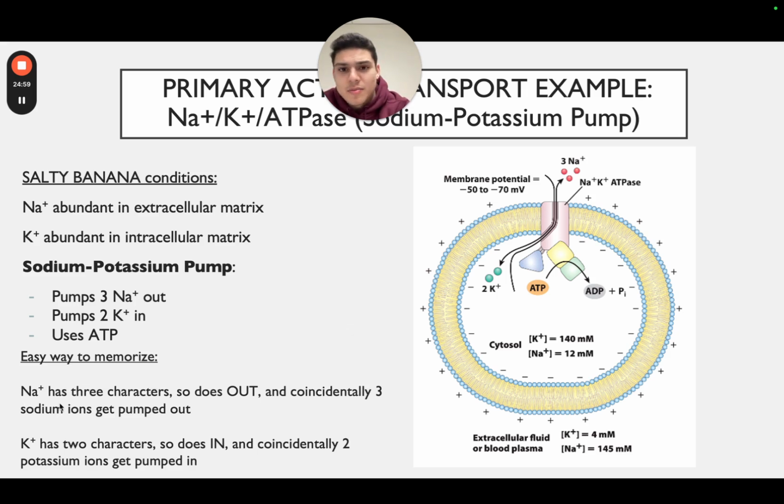But here's a little mnemonic as well. Na plus has 3 characters, the N, A, and the plus. So it does out. Out is 3 letters. And coincidentally, 3 sodium ions get pumped out. And then same thing with potassium, K plus has 2 characters. And so does in, it has 2 letters as well. And coincidentally, 2 potassium ions get pumped in.